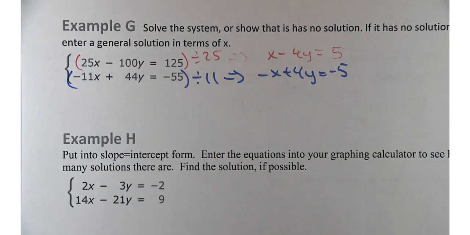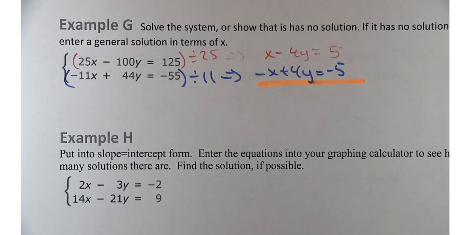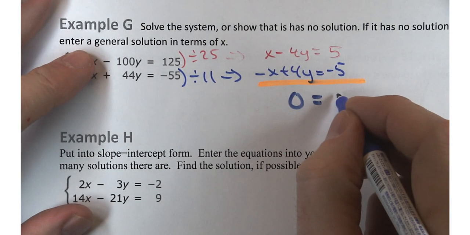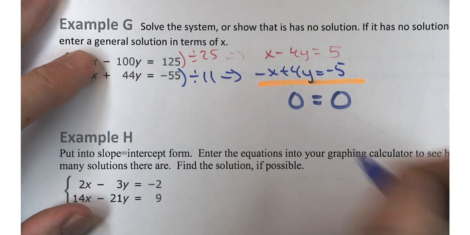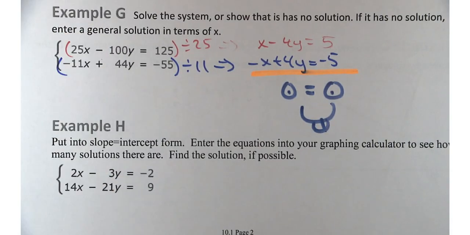Nice. Something interesting is happening here. How would you solve this one? Addition, substitution? Any suggestions? They're the same. When you add these together, something interesting happens. What equation do I get when I add these together? 0 equals what? 0. 0 equals 0.